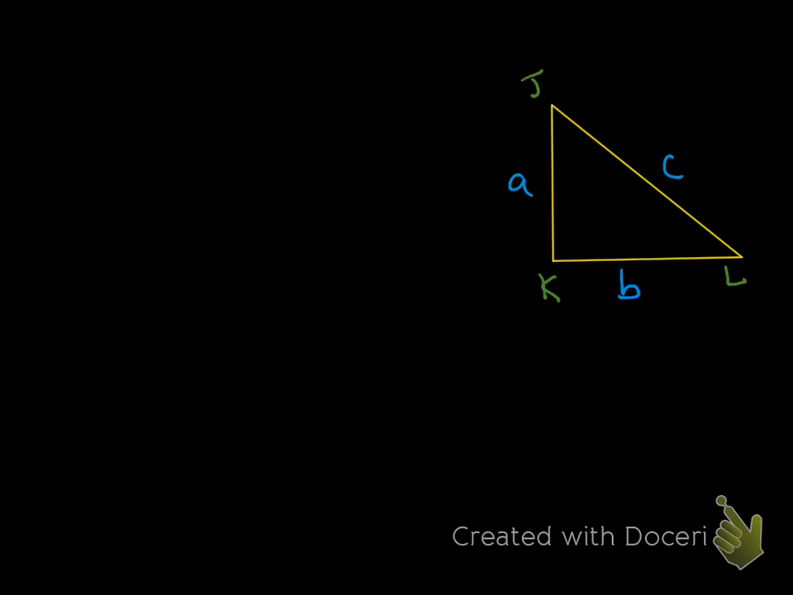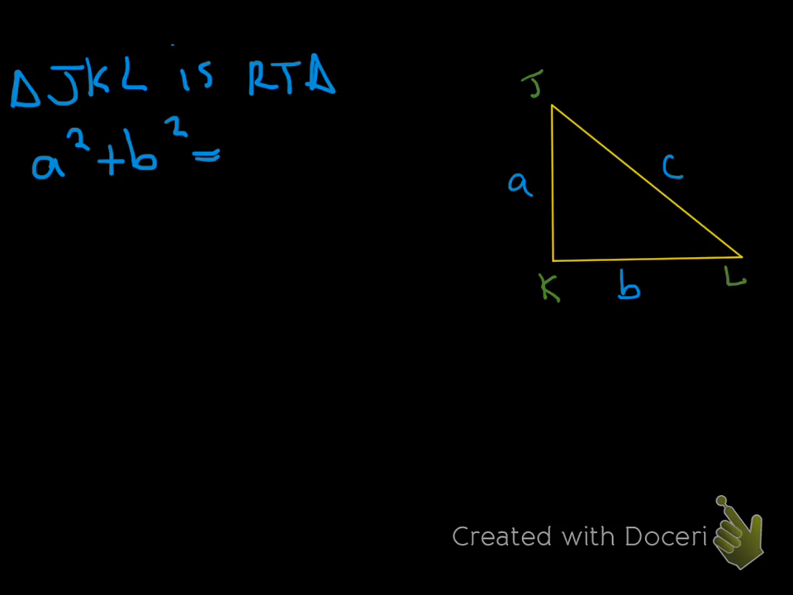Okay, so basically we have this triangle over here on the left, triangle JKL. So if triangle JKL is a right triangle, then that means that a squared plus b squared equals c squared, right? That's the thing that you guys know, okay? So if anything is a right triangle, that means that the squares of the two sides are equal to the square of the hypotenuse. Okay, and then really the thing to talk about is the triples.